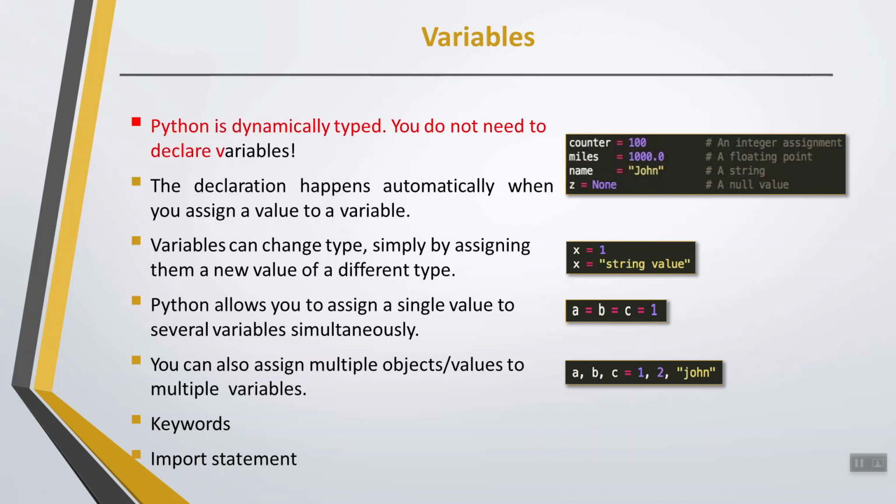So in Python, variables are dynamically typed. What does it mean? Programmers do not need to define a variable's data type. It's the task of the interpreter to assign the data type to variables accordingly. So you do not need to declare variables.